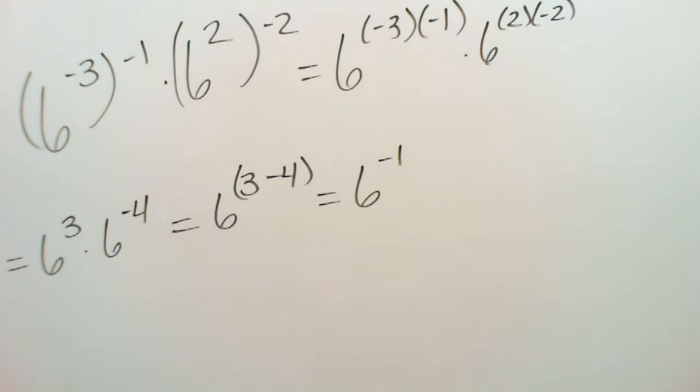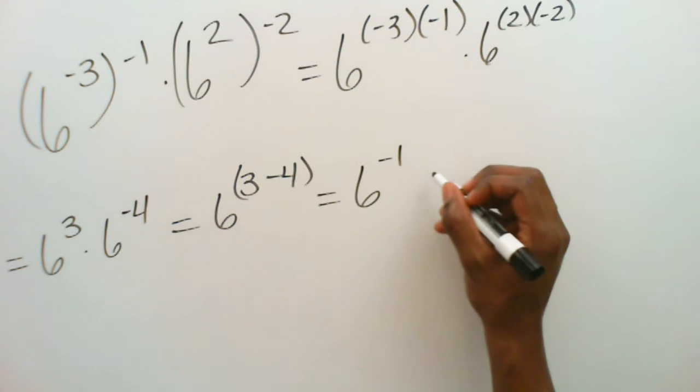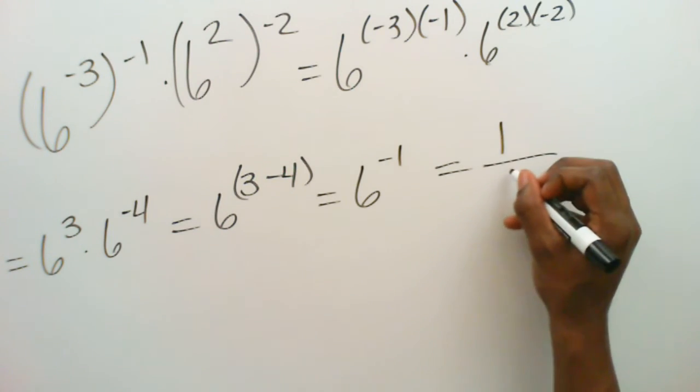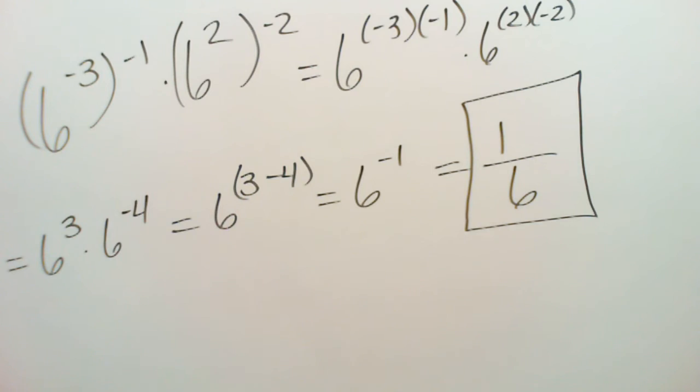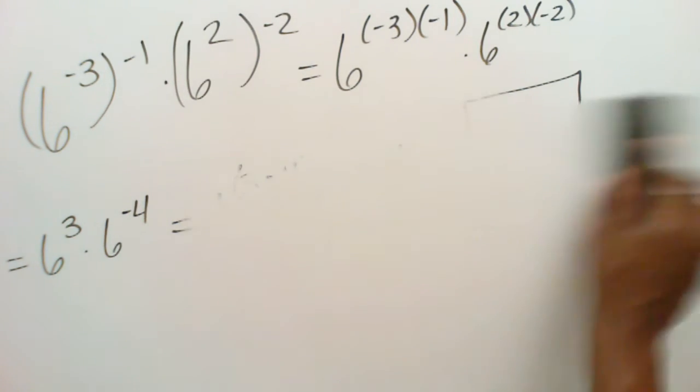At this point, we need to make the negative exponent positive and raise the base 6 to the first power, like this. Doing so, we get 1 over 6 as the answer.